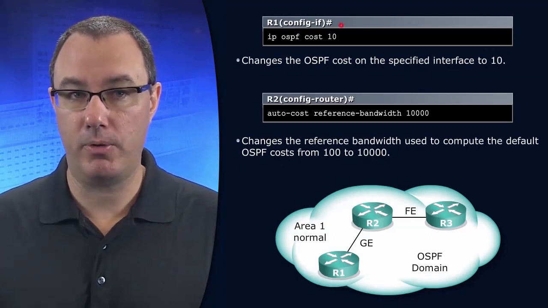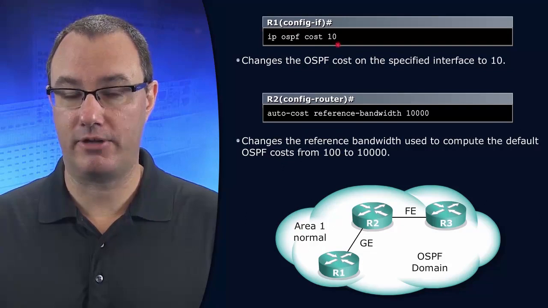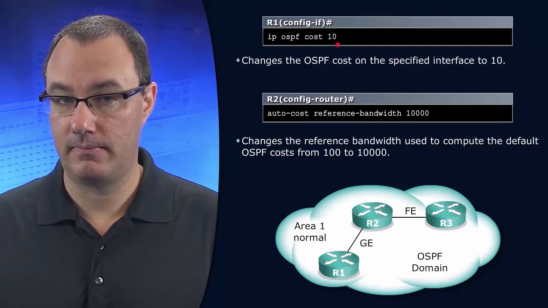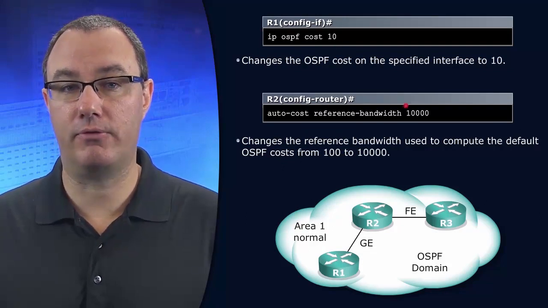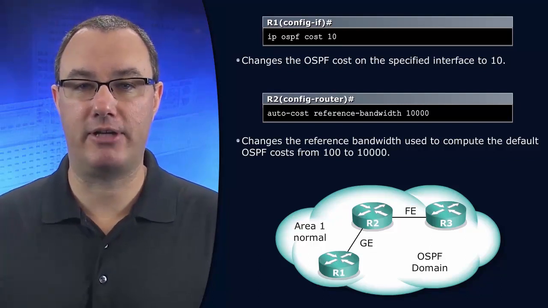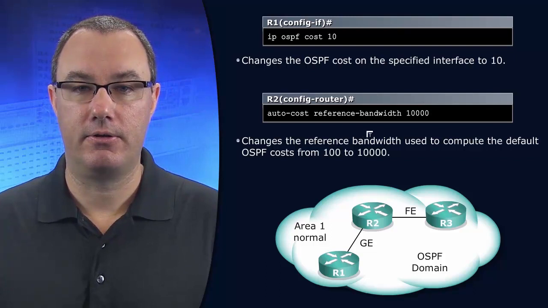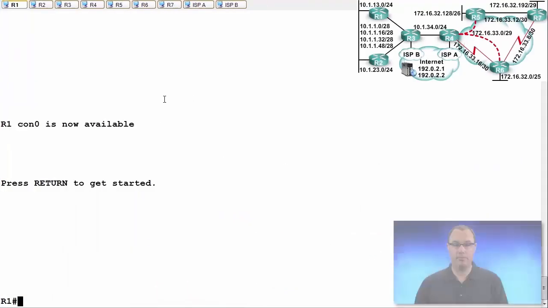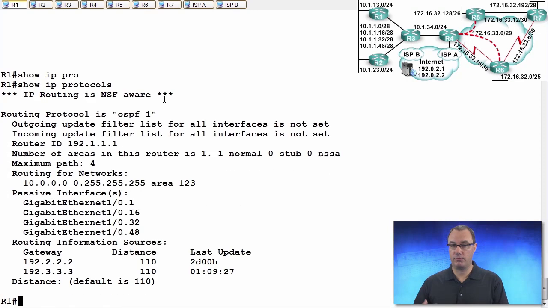But if you do want to change the cost directly, you can do ip ospf cost at interface level, or you can do auto-cost reference-bandwidth. And it takes the input in megabits per second. So if we were going here, I would firstly, this would be a meaningful thing. This would be a very significant thing to us.